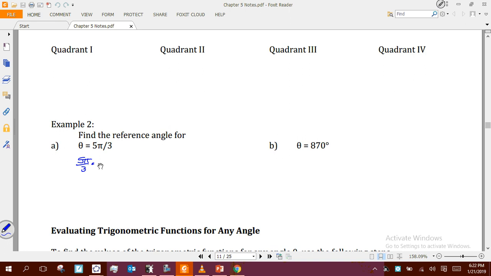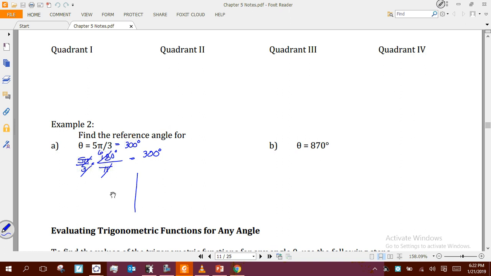Now, what would be maybe easier is to realize, well, 5 pi over 3, if I change that to degrees, okay, so do this, so that's going to give me 6... cancel out, so I get what? 5 times 6 is, or 60 would be 300. Okay, so 5 pi over 3 is equivalent to 300 degrees, just using that conversion factor.